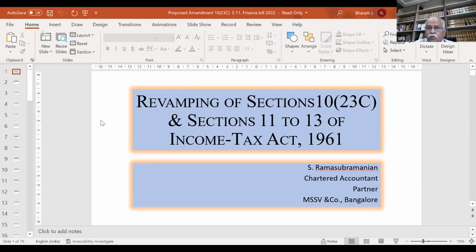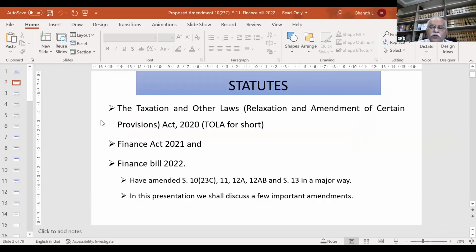With this in mind, there have been substantial amendments to these sections, first by the Taxation Laws Amendment Act 2020, which we will call TOLA for short, then by the Finance Act 2021, and now what we are having today, that is the Finance Bill 2022, which will shortly become an Act. It's a no-brainer to say that whatever the proposals are would be accepted and they would become part of the statute.